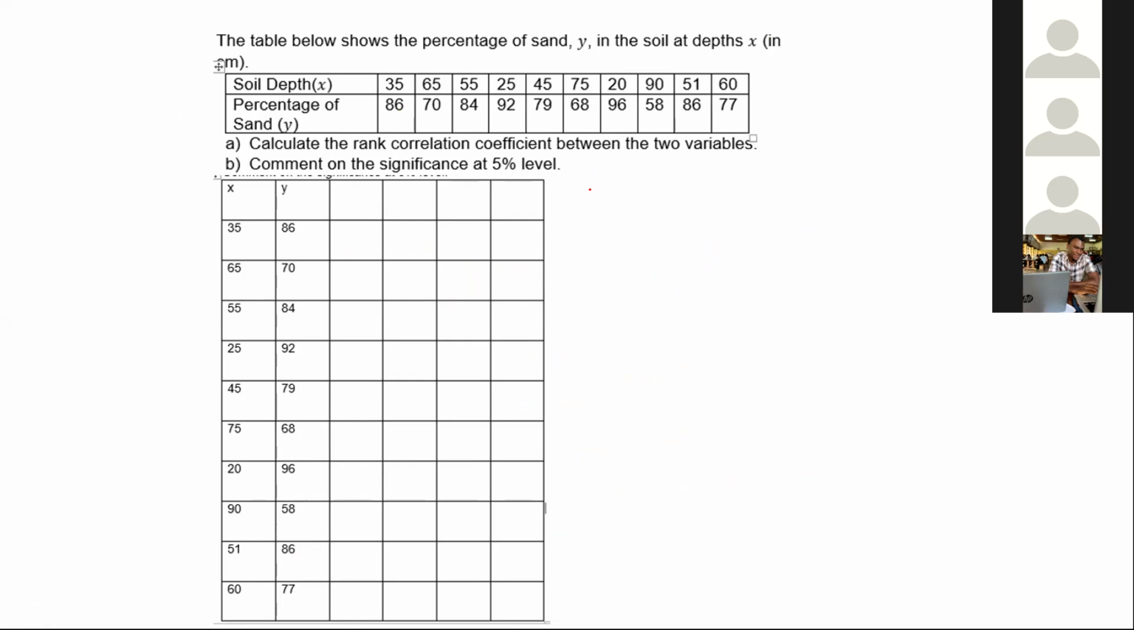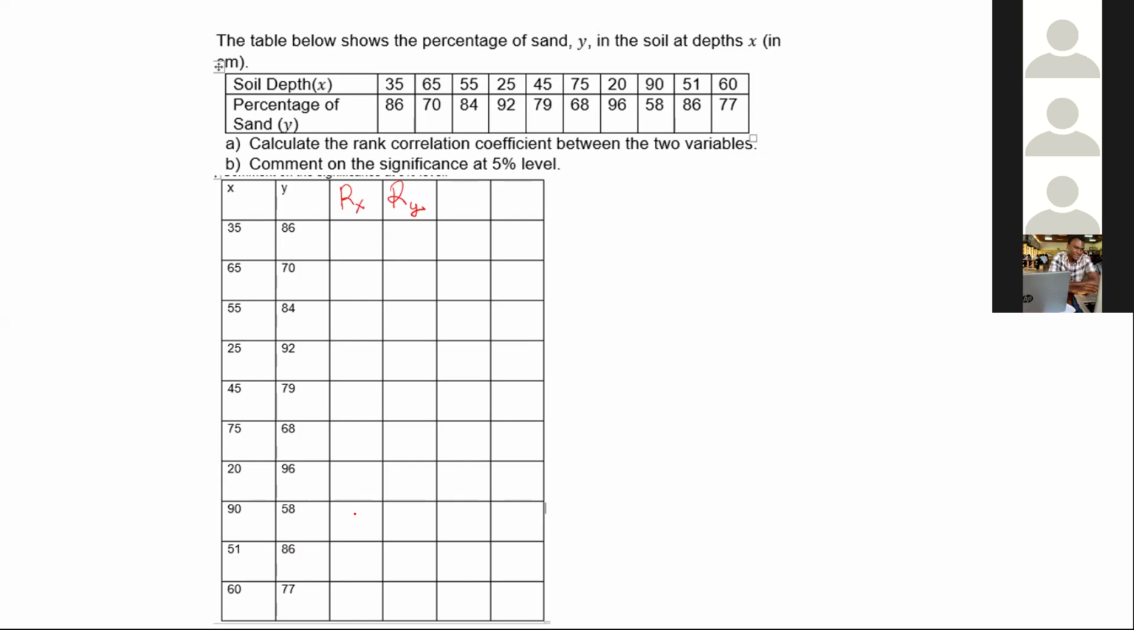So we are going to reconstruct our table, and we are going to have the values of X and the values of Y in columns, and then we are going to rank them. One column is going to have the rank of X, another the rank of Y. The rank of X, we're going to rank in descending order, that means starting from the biggest.